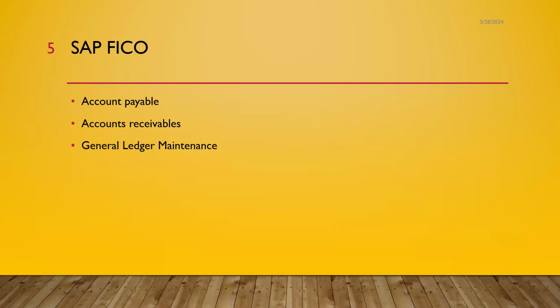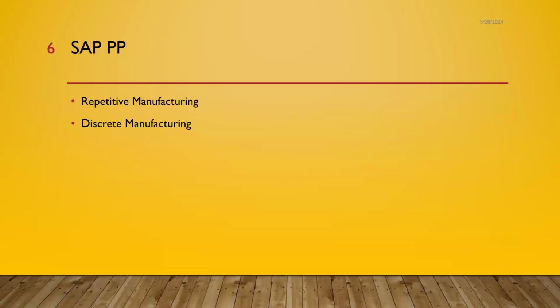A link has been provided in the description. Just check it about SAP FICO. And then SAP PP, where the link is also provided in the description. Just check it. Repetitive manufacturing, discrete manufacturing: both links are provided in the description. There is no coding at all for SAP. All you need to know is business processes, which you can check in the links provided.